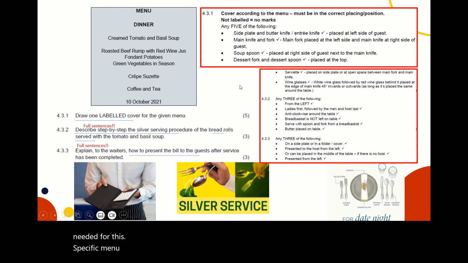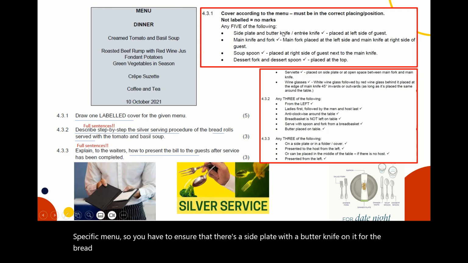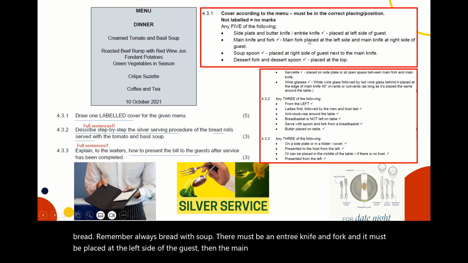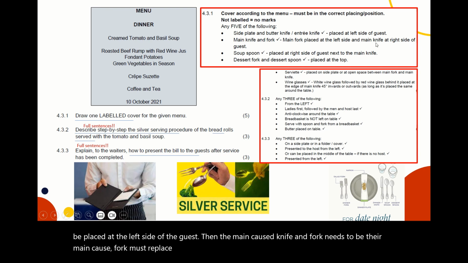So you have to ensure that there's a side plate with a butter knife on it for the bread. Remember, always bread with soup. There must be an entree knife and fork, and it must be placed at the left side of the guest. Then the main course knife and fork needs to be there. Main course fork must be placed on the left, and the main course knife must be placed on the right side.